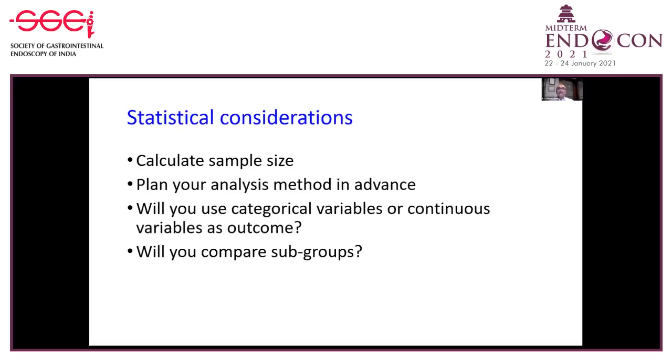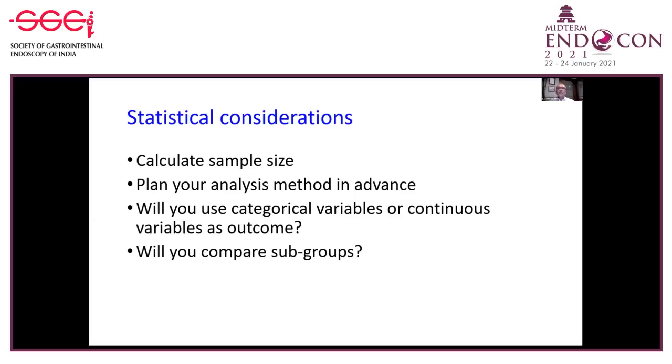Statistical considerations are very important when you do research. So you have to calculate the sample size in advance. You look at the literature. If the data is not available in the literature, you try and get an idea of how frequent a problem is by talking to colleagues, getting opinions. Plan your analysis method in advance.